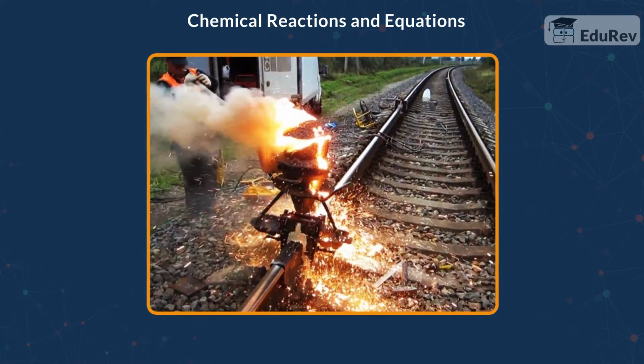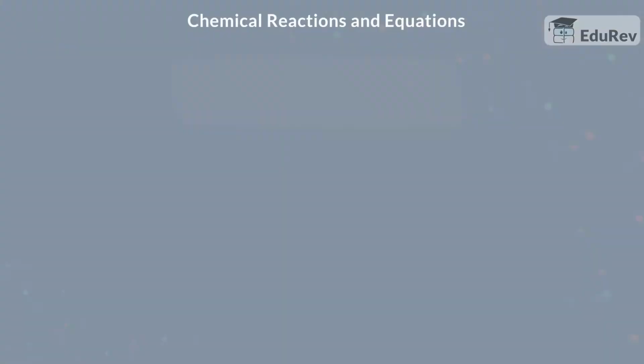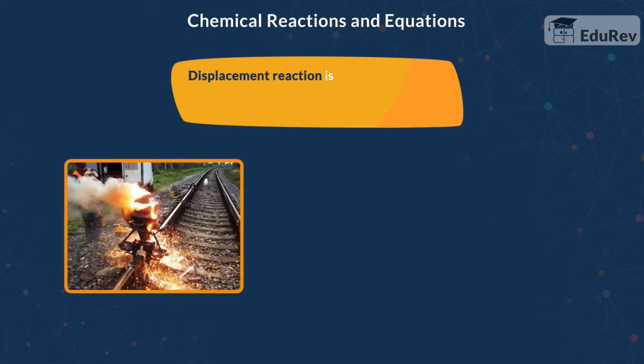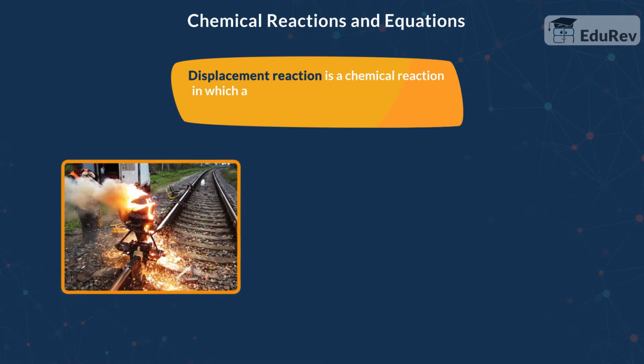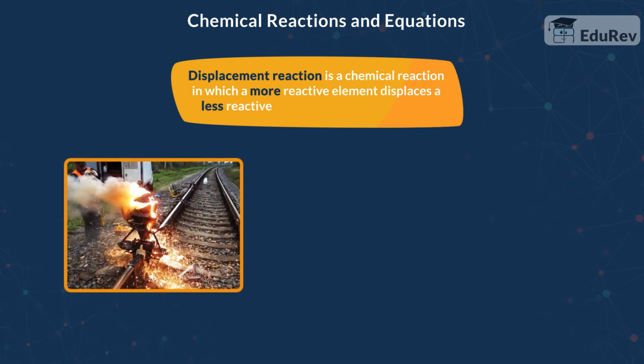Have you ever wondered how we get that molten iron which is used to join cracked railway track together? Come, let's find them out. In this video, we will understand what is a displacement reaction. Displacement reaction is a chemical reaction in which a more reactive element displaces a less reactive element from its compound.